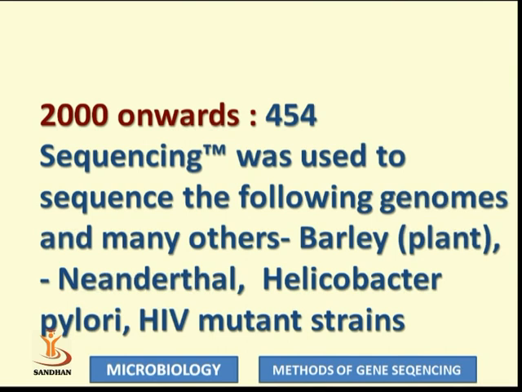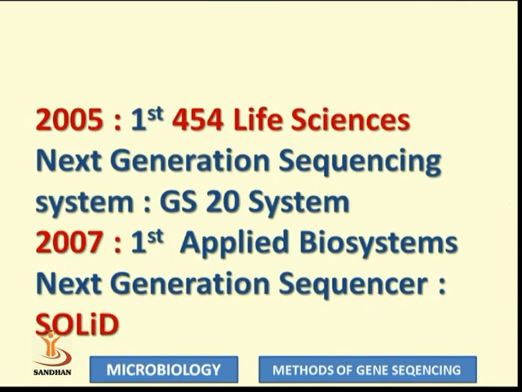Whatever sequencing technology was used till now was known as the first generation, or basic, sequencing technology. From 2000 onward, 454 sequencing, or second generation sequencing, came into the picture, and with its help the sequencing speed has increased, and a lot of bacteria and viruses are getting screened by this system. In 2005, the first 454 next generation sequencing system, GS20, was commercially available on the market.